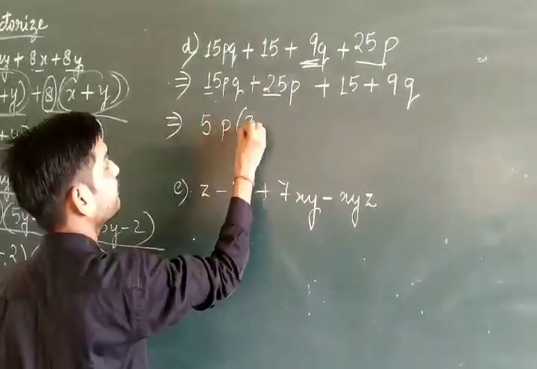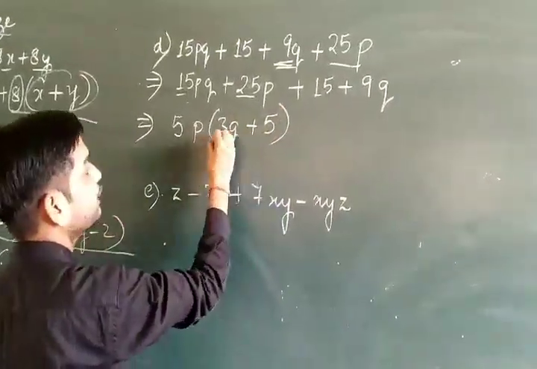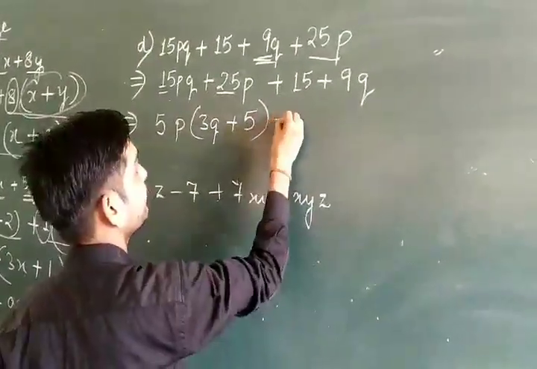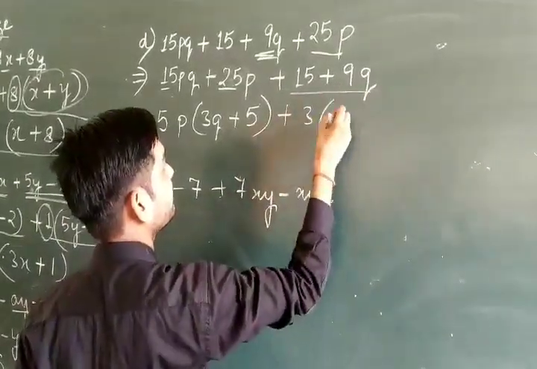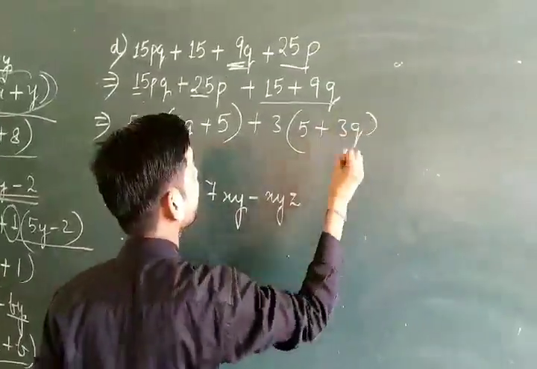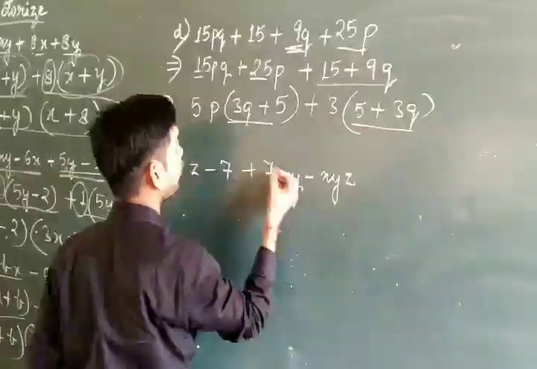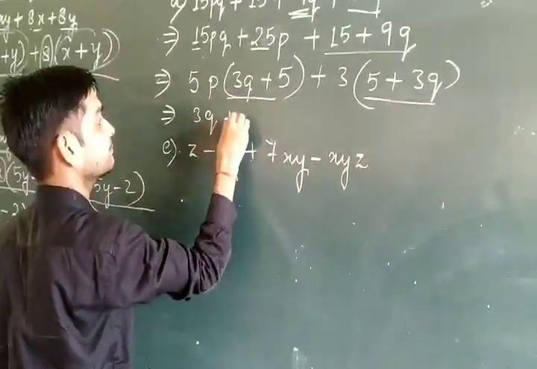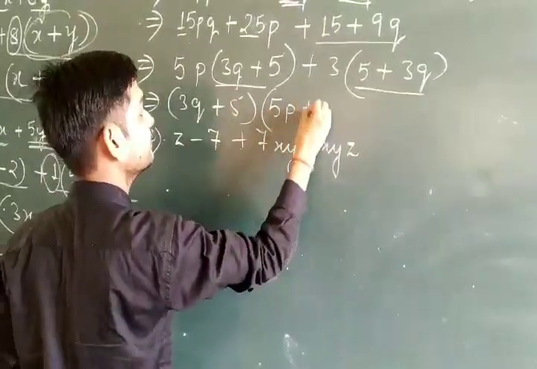That means 5 3 is 15, 3q will be remaining plus 5 5 is 25. 3q plus 5 will be remaining from the first term. Similarly, in the second term 3 will be common, that means 3 5 is 15 plus 3 3 is 9, 3q will be common. That means now students, you can see here 3q plus 5 will be common in both terms. So what will be remaining in the next term? That means 5p plus 3.